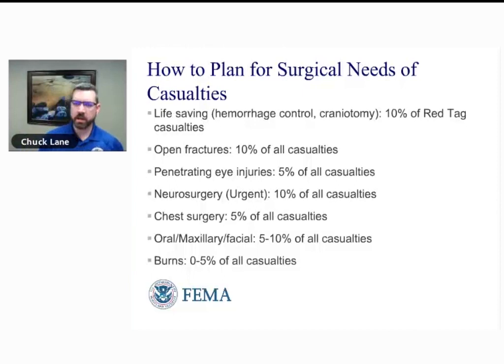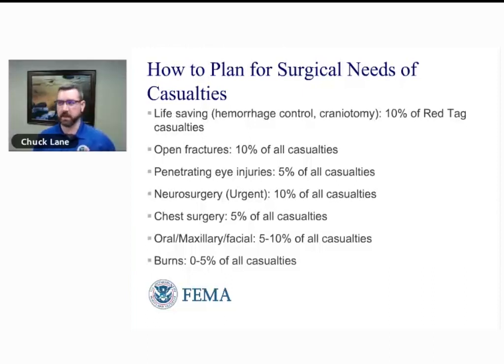So when we talk about surgical needs, you can see the breakdowns of the life-saving, hemorrhage control, craniotomy, that's 10% of our red tag casualties. So those are the ones that are going to need rapid identification, rapid access to surgery, rapid access to higher levels of care. We're going to need supplies, we're going to need surgeons, we're going to need a care team very quickly. So understanding what you would see, if you go back to that previous slide and think about, okay, here's the type of injuries we can reasonably expect for the area we're in, for the hazards we've identified. Now, here's the type of surgeries that we may see and we may need.